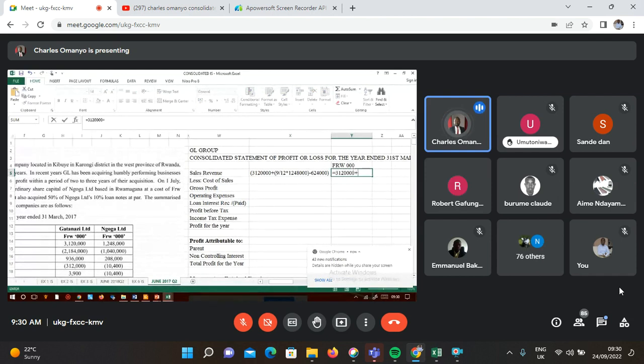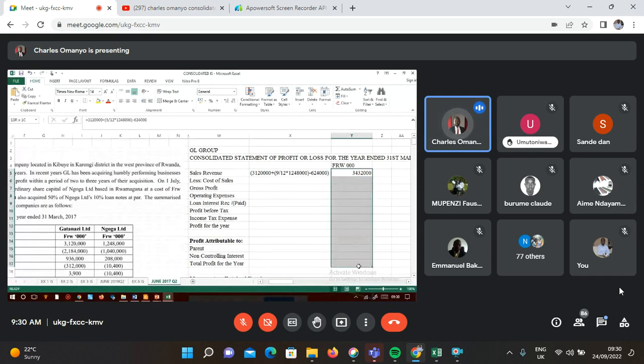So what is our answer? 3,120,000 plus, into bracket, 9 over 12 times 1,248,000, minus 624,000. What we get is 3 million. Whatever value we get there, we'll just write it.